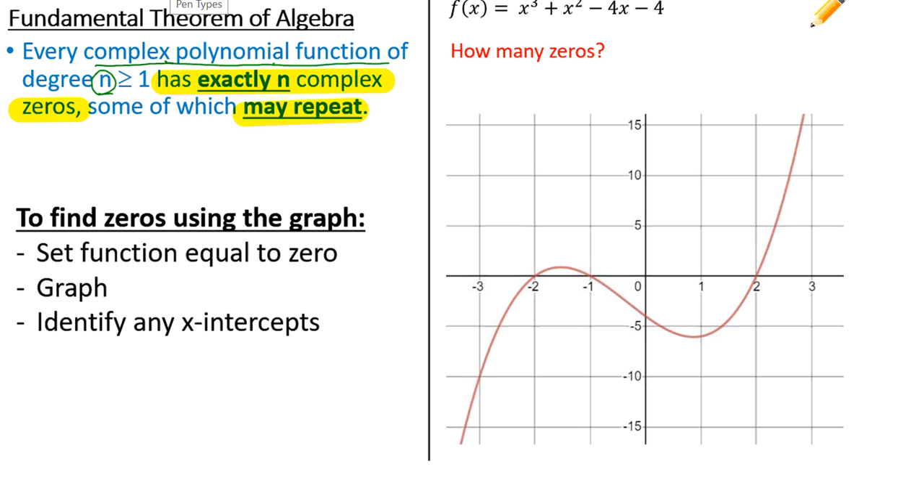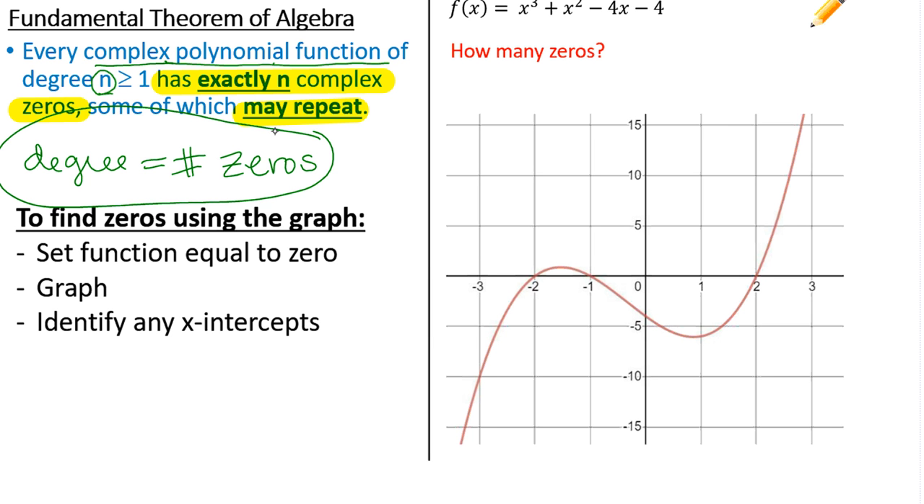So what this says is if you can find the degree, that is the number of zeros you need to find. That's what the fundamental theorem says, though there's more to the actual theorem. This is me writing it in a way that you would understand a little bit better.